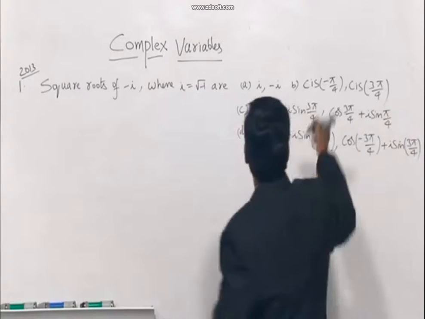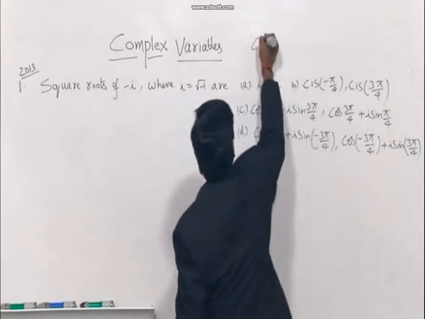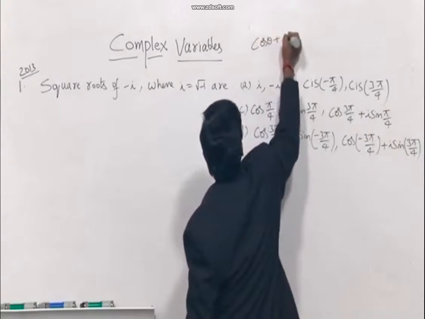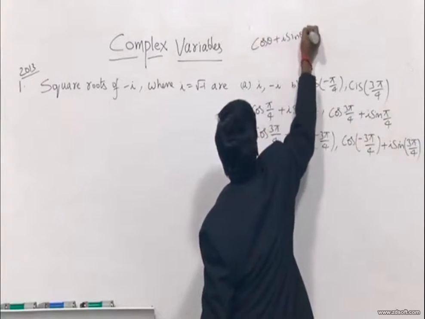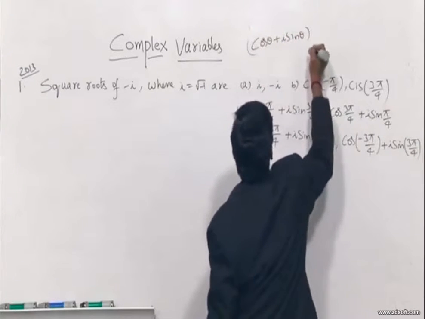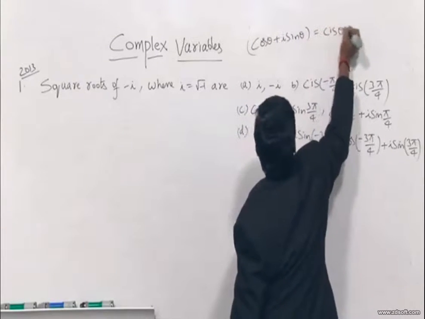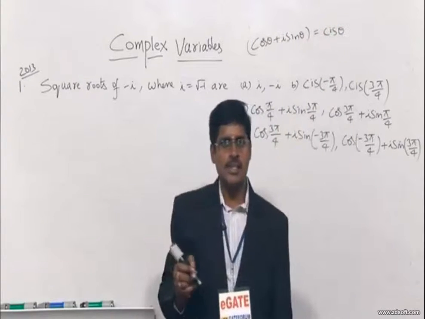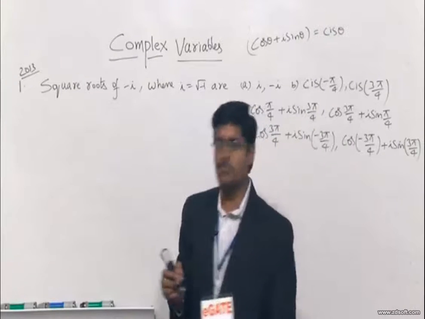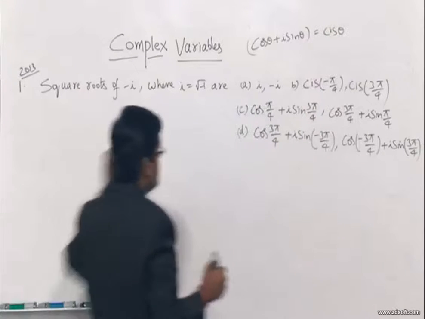So before this I have given one result, de Moivre's theorem. Cos theta plus i sin theta is nothing but cis theta. This can be written as cos theta plus i sin theta, in simple notation, cis theta.